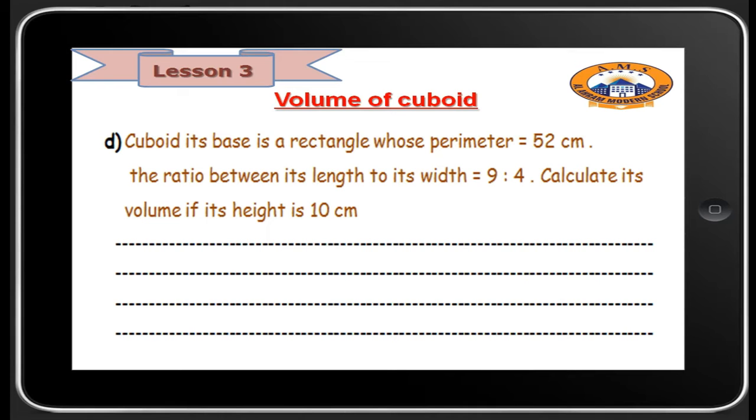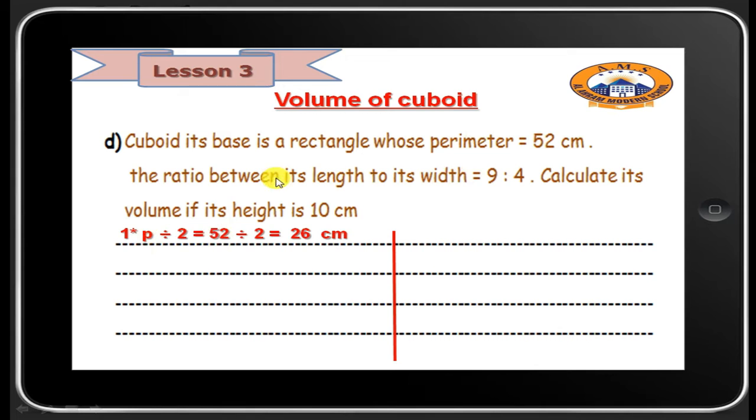As we studied before, when you find an exercise with the perimeter of a rectangle, the first step is to divide the perimeter by 2, because each rectangle has 2 lengths and 2 widths, and I only want to get one length and one width. So 52 divided by 2 will give me 26 centimeters. This is a very, very important step.